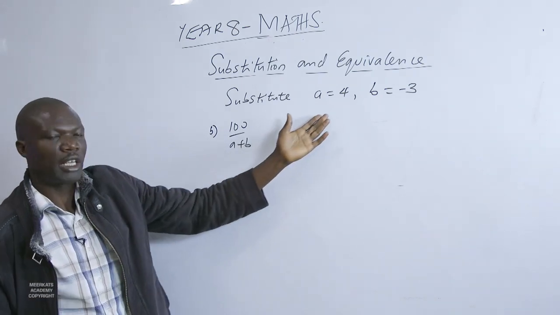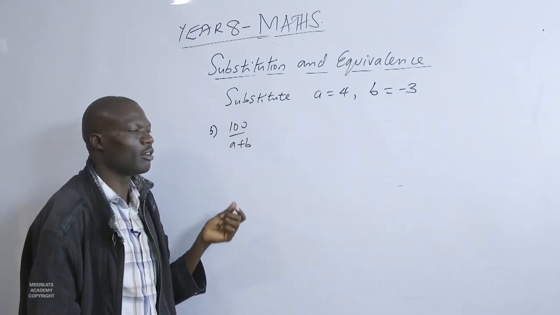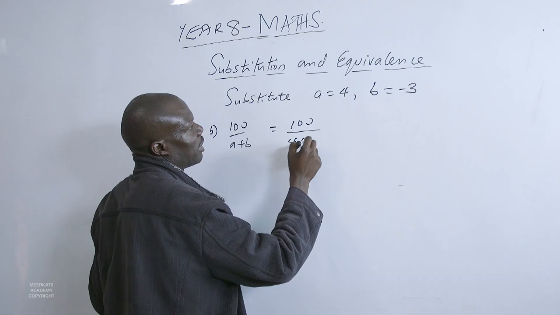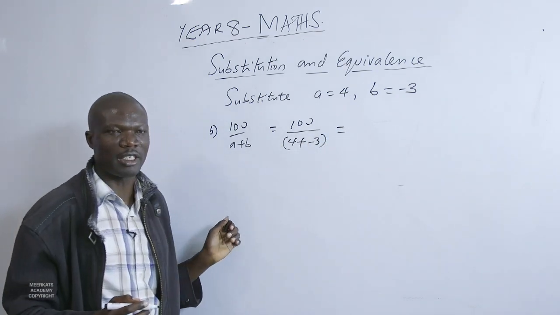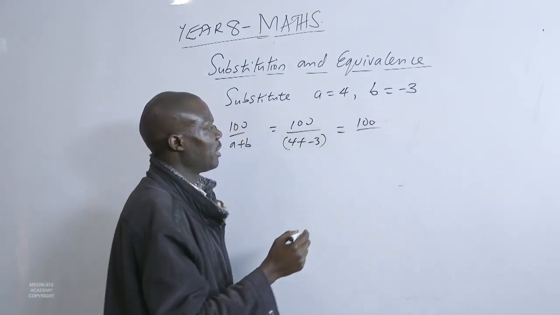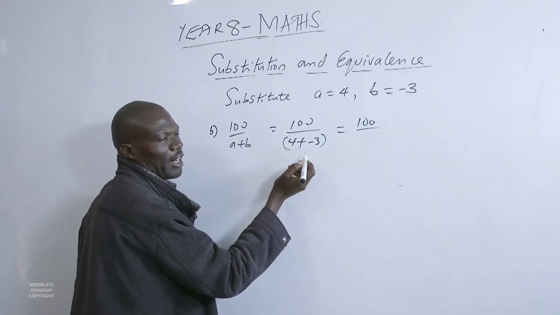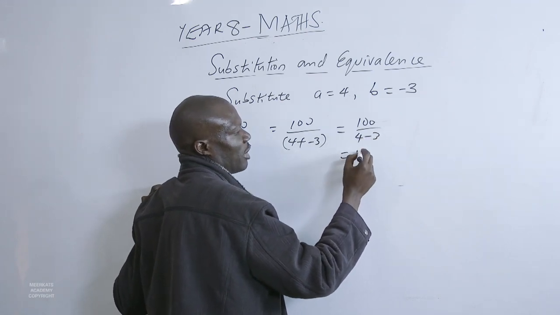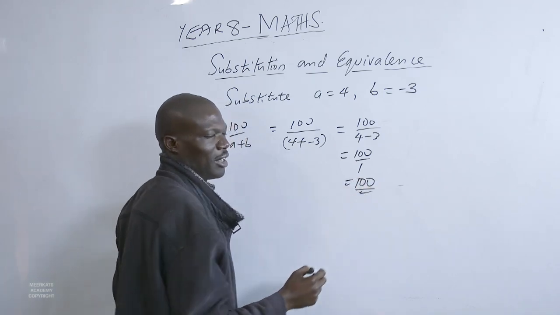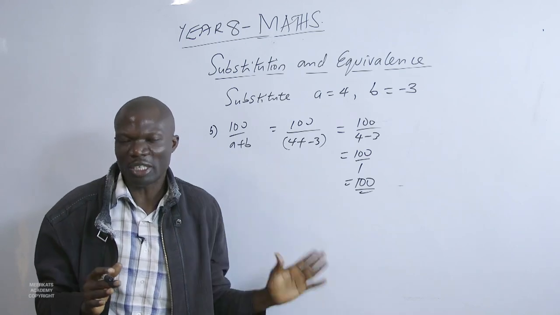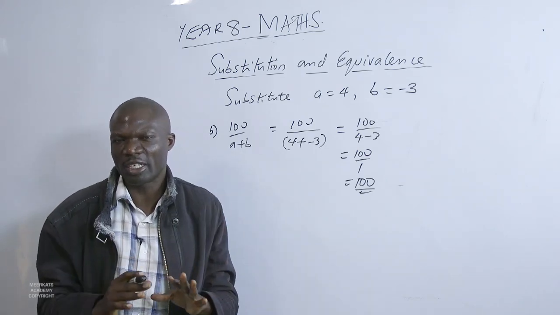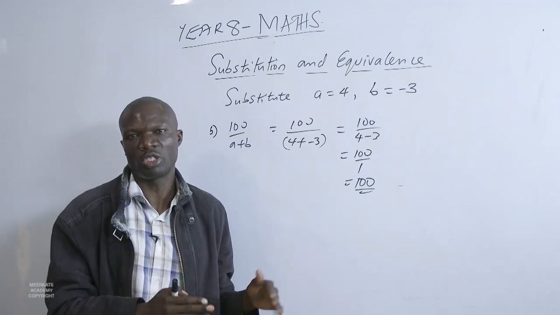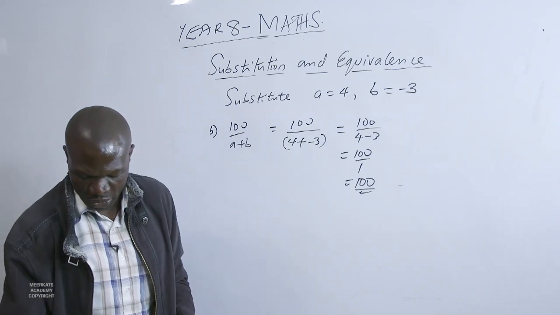We have been given the same values; evaluate 100 over a plus b. This one will be 100 over a plus b, a is 4 plus b is minus 3. The numerator remains 100 and the denominator, we have positive and negative, so it is 4 minus 3. This becomes 100 over 1, which is equal to 100. The fraction knowledge must always be observed. The issue of denominators, the least common multiple or LCM, should always be observed as we work on this. You substitute and then you work it out the way you always work on ordinary fractions.